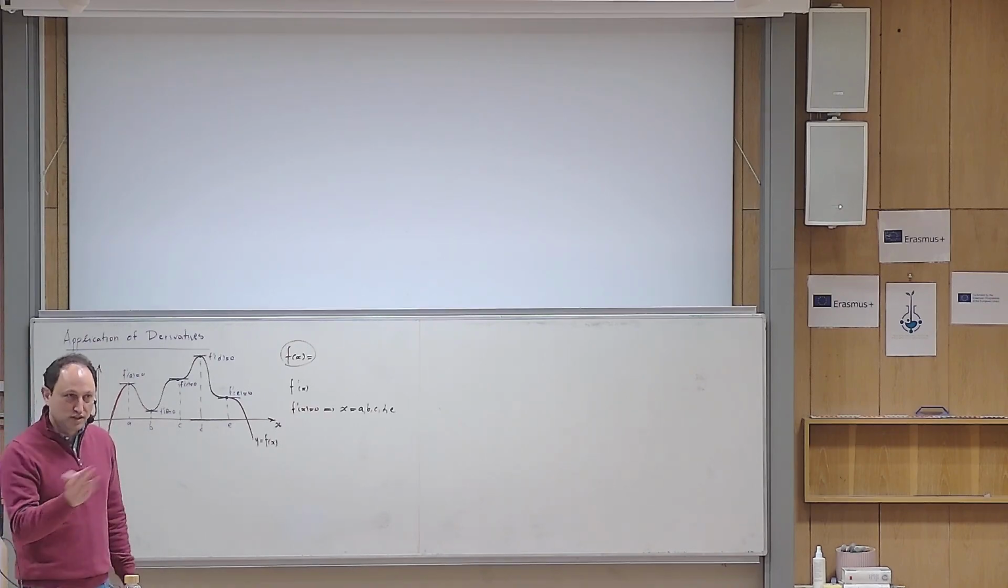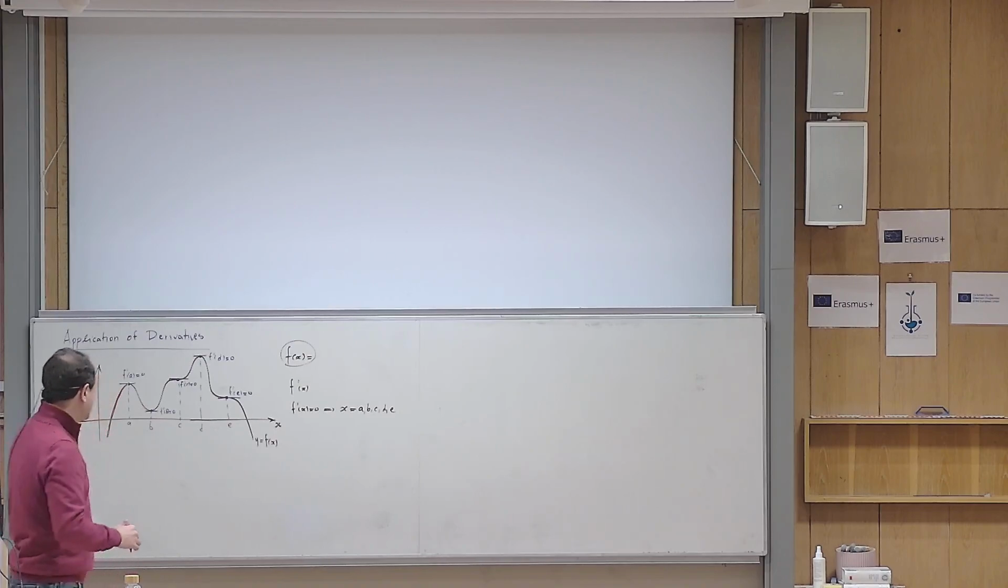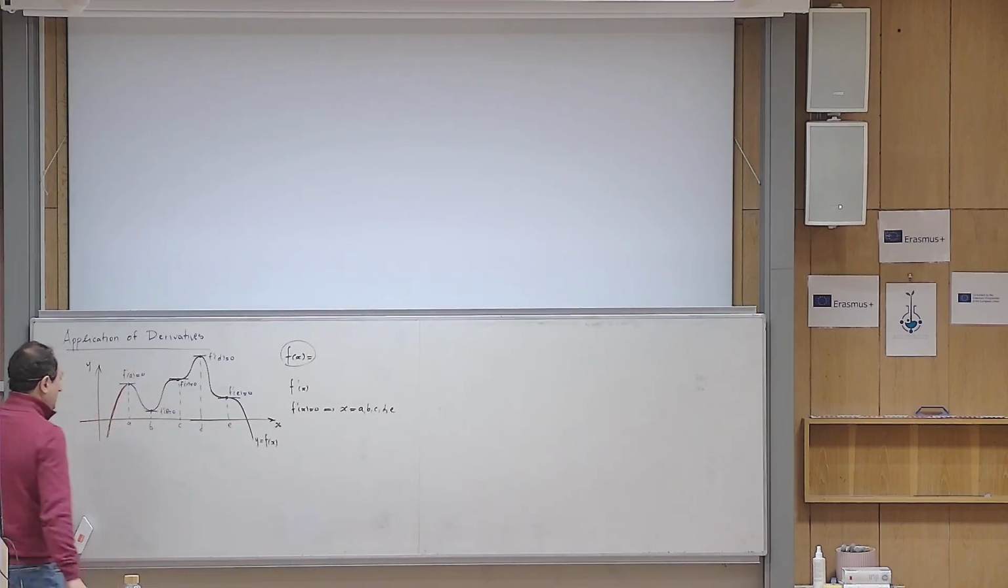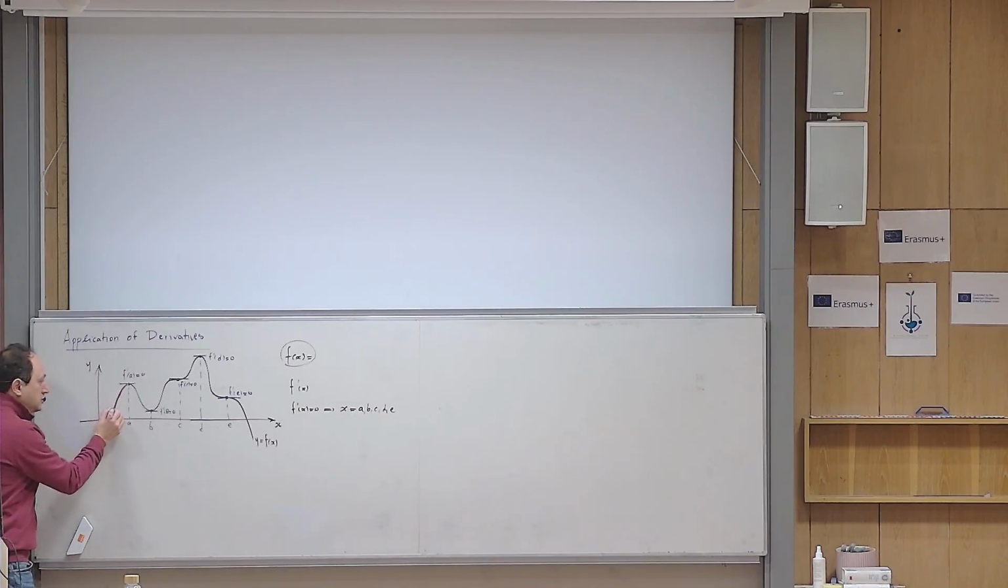Increasing and decreasing are the words. So this function is increasing here. But let us detect what is the main feature of the increasing part of the graph. For example, let us look here and draw a tangent line. And then let us look here and draw another tangent line there. Let us look here, draw a tangent line.